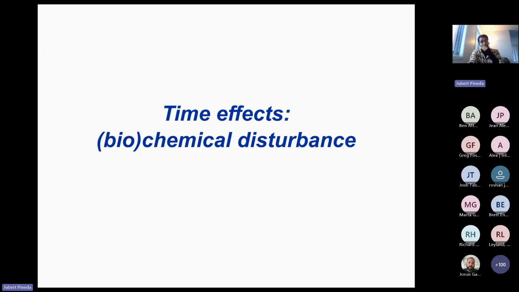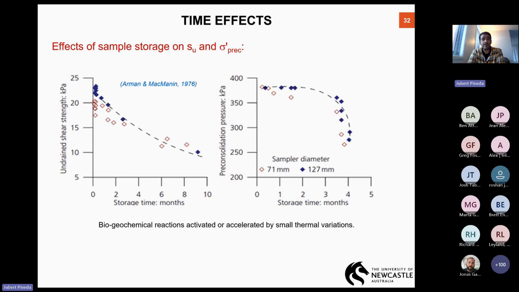Time effects. We have biochemical reactions produced by the influence of oxygen, or the contact of the samples with oxygen. These are examples of how the undrained strength reduces with time for specimens of soft clay in the US, 1976. You see the undrained strength reduces from 20 plus down to 10 kPa in 9 months. The pre-consolidation stress is also largely affected by the storage time.